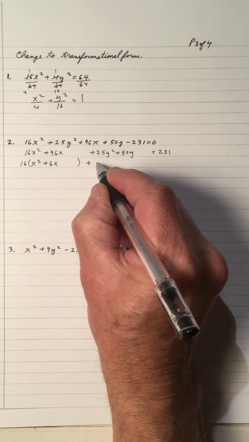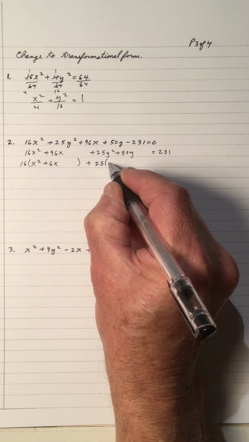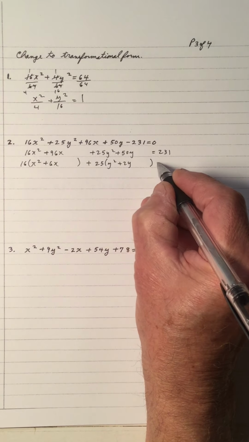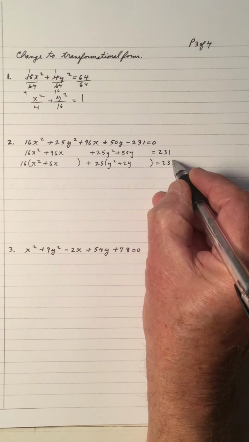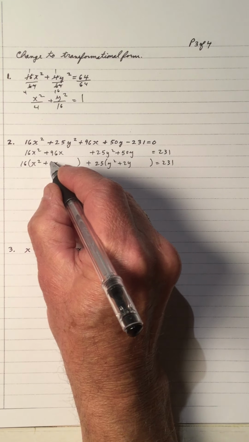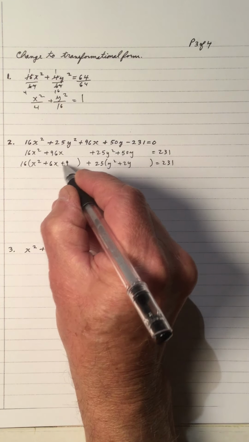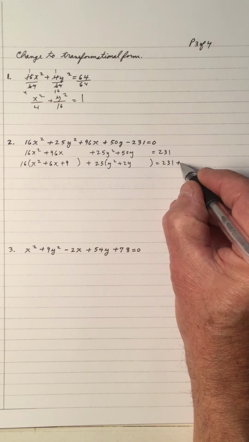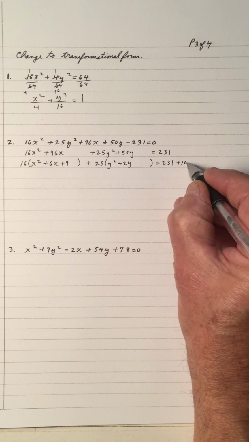And we take the 25 out as the GCF, y squared plus 2y. Okay, now we complete the square and balance. Half of 6 is 3 squared is 9. So 16 times 9 is 144.